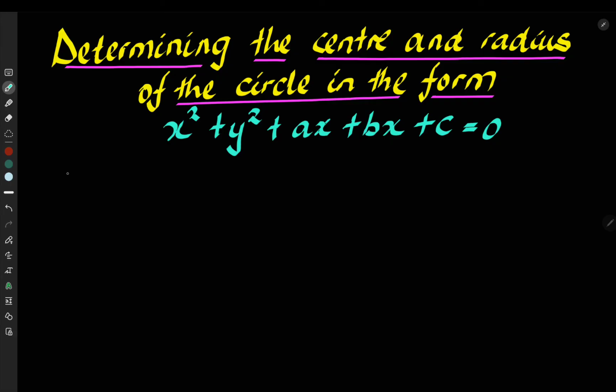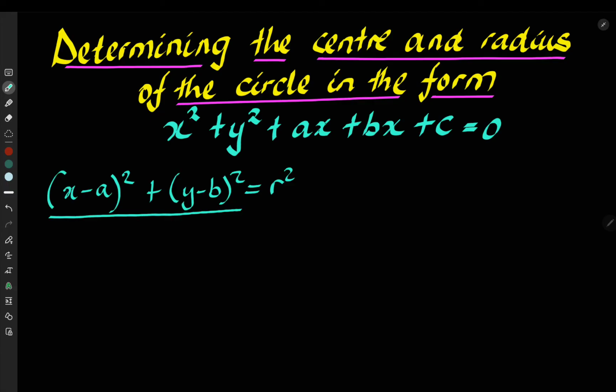Now, the equation of the circle that I've shown you in the previous section was x minus a bracket squared plus bracket y minus b bracket squared is equal to r squared. So if you expand this equation, it can also be written in this format.